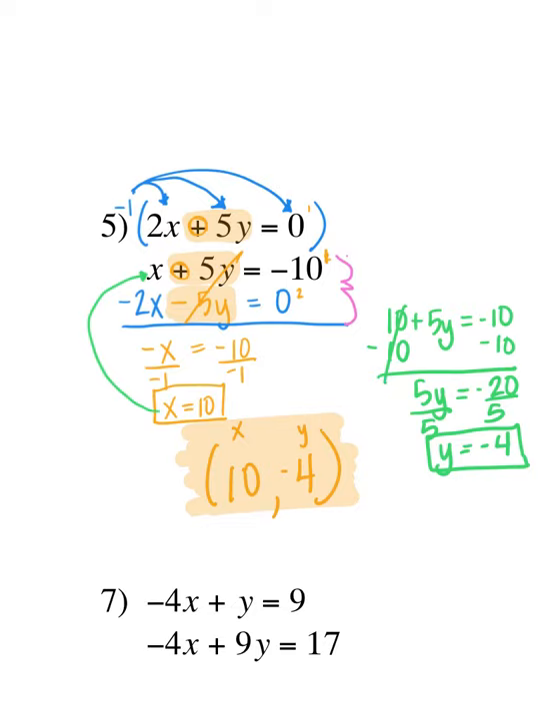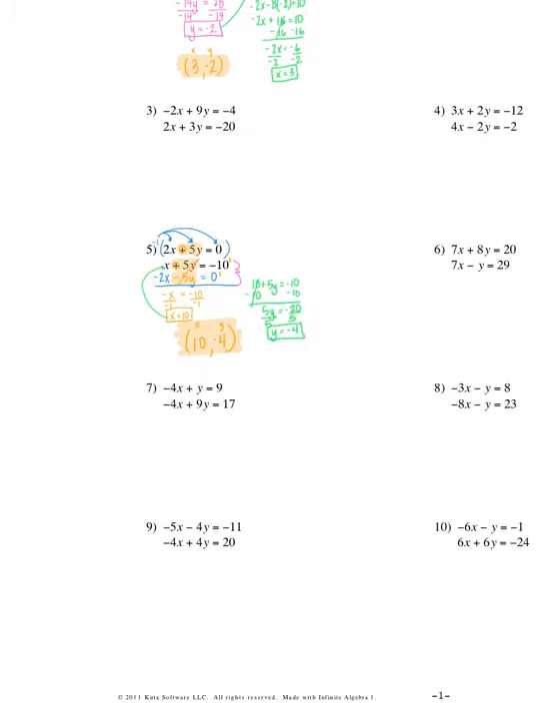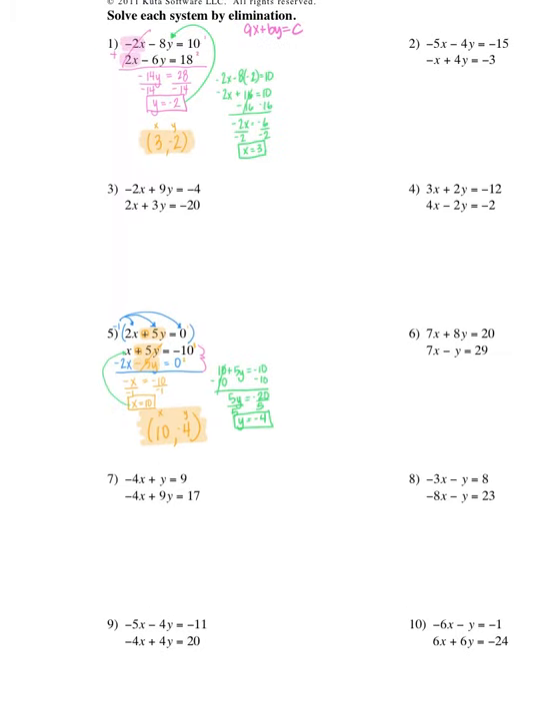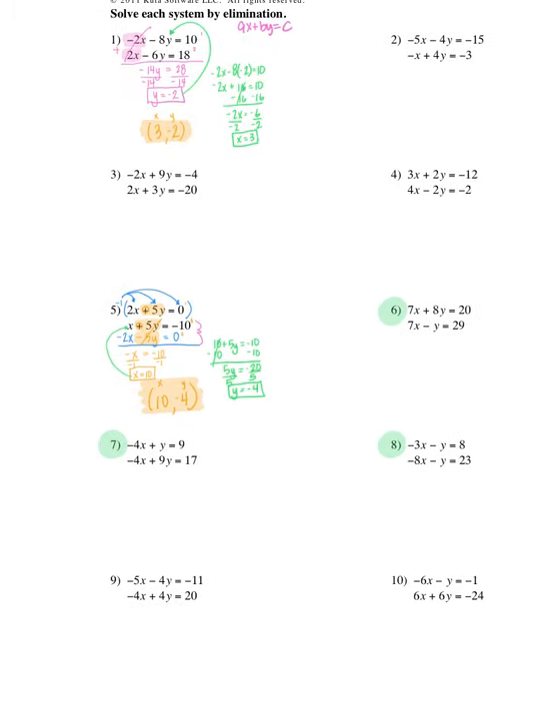Okay, let's do one more like that, because I see there's a couple more. It looks like you're going to have to multiply. Let me look. Number 6 is going to need multiplied by negative 1. Number 7. Number 8. And that's it. So 6, 7, and 8.